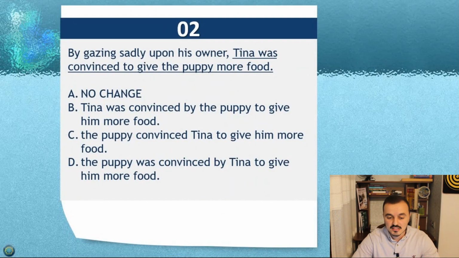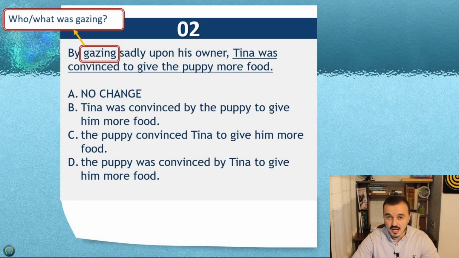Second one. By gazing sadly upon his owner, Tina was convinced to give the puppy more food. So the first step, you have to ask yourself, who was gazing, Tina or the puppy? It's very obvious from the sentence that Tina is the owner, so the puppy was gazing. That's why A is out, B is out. So I'm between C and D. C says the puppy convinced Tina to give him more food, and D says the puppy was convinced by Tina to give him more food.